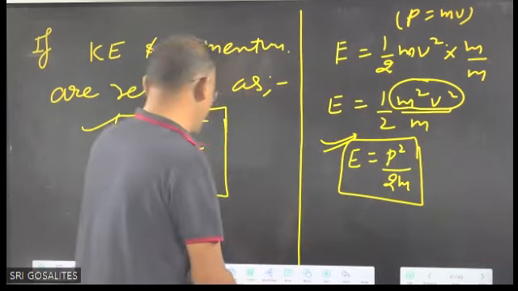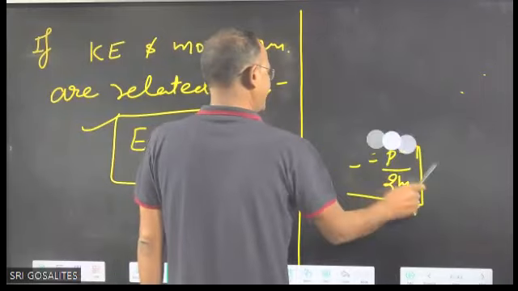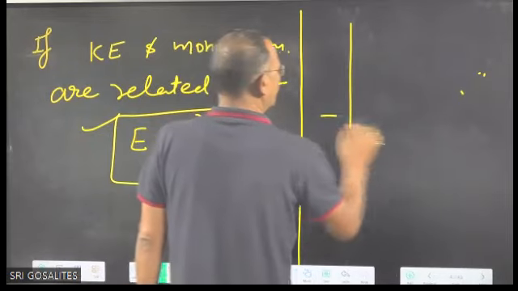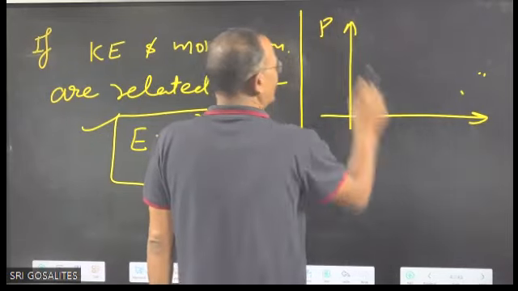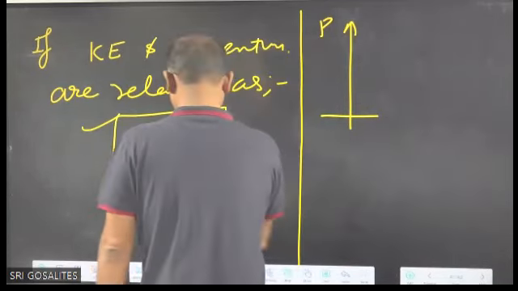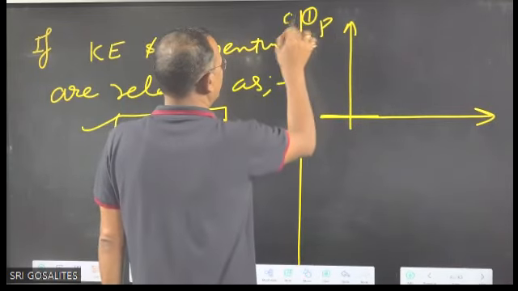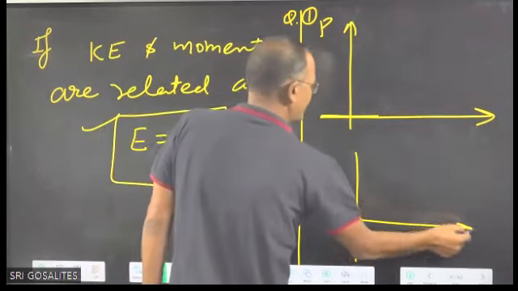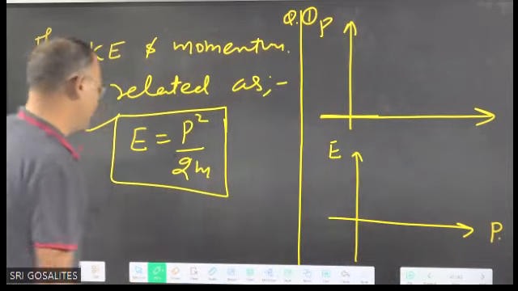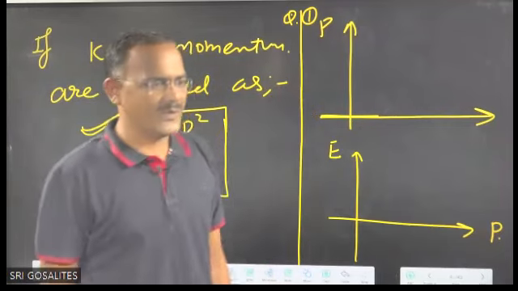Now, what my question is, I want the graph. Suppose if I take the momentum on the y-axis and energy on the x-axis, then how will the graph be? First. Now, if I reverse, taking the energy here and momentum here, then how is the graph? This is the relation. Plot these two graphs. Come on, 2 minutes for all of you.